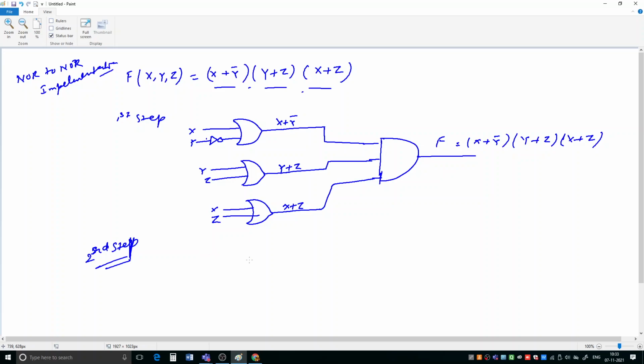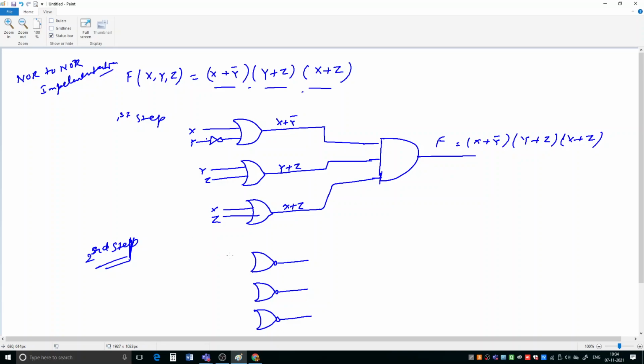So here, first let me draw three NOR gates. These three main NOR gates. This is one, apply one ring, then it becomes a NOR gate. Then this becomes a NOR gate. Then another one, this one. So this also becomes a NOR gate.